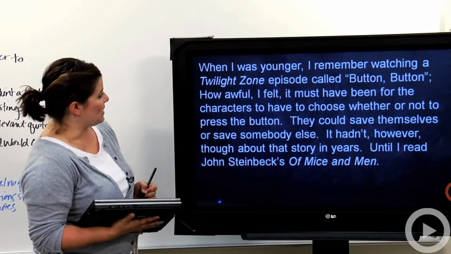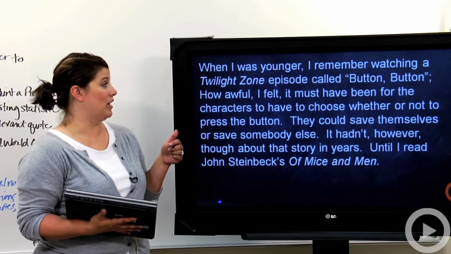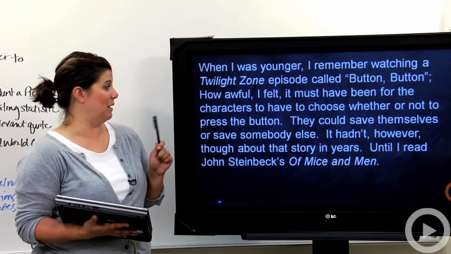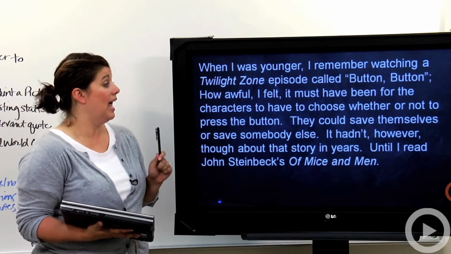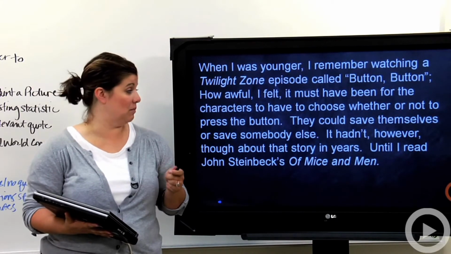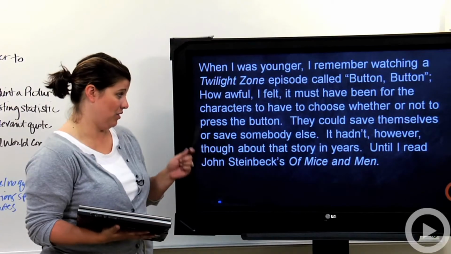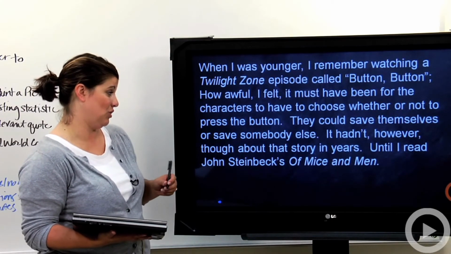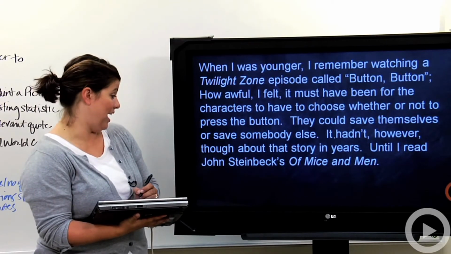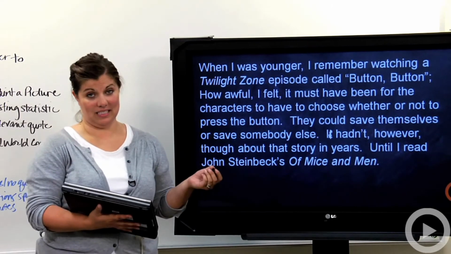And then finally, let's look at this one. When I was younger, I remember watching a Twilight Zone episode called Button Button. How awful I felt it must have been for the characters to have to choose whether or not to press the button. They could save themselves or save somebody else. I hadn't, however, thought about that story in years until I read John Steinbeck's Of Mice and Men.